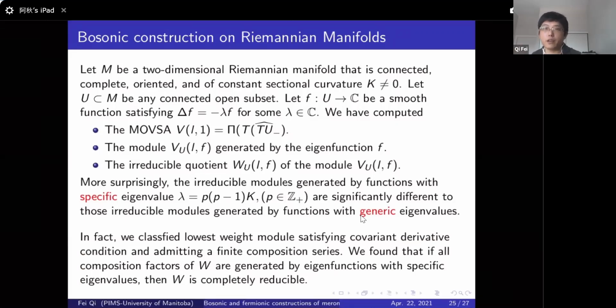So this is kind of like the integral weights versus the generic weights in Lie algebra theory. The module category generated by the integral weights is much better than the module category for the generic weights. We basically observed this phenomenon in the context of meromorphic open string vertex algebras. Okay, so that's basically the results I want to report.